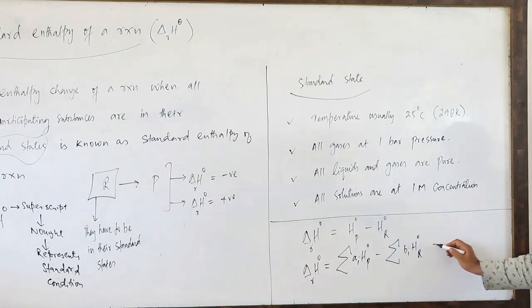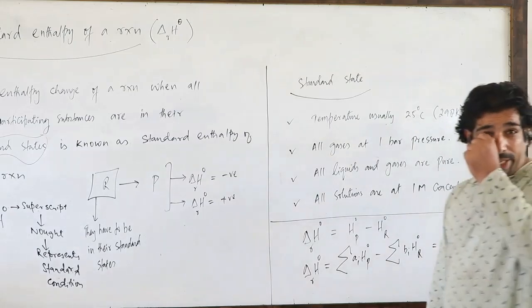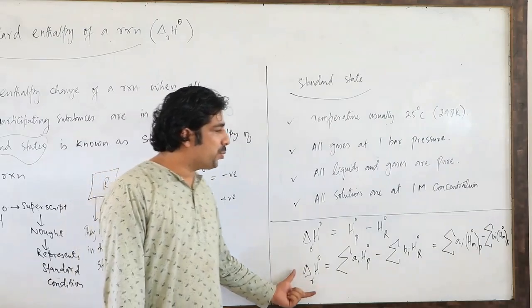Or even you can express it in terms of molar enthalpies as well. Have a look here. So sum of a_i HmP naught minus sum of b_i HmR naught. So my dear friends, you can express the standard enthalpy of reaction in this way as well.